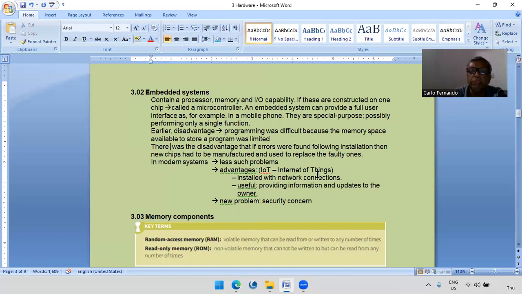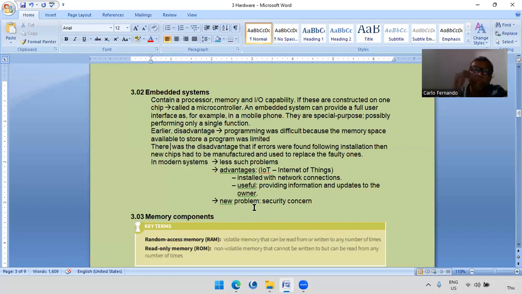What is that? Internet of Things. Everything connected to the internet. So installed with network connection. Useful, why? Providing information and updates to the owner is very easy. Not like those days, sending a CD or something. But here, just connect it to the internet and the updates are available.